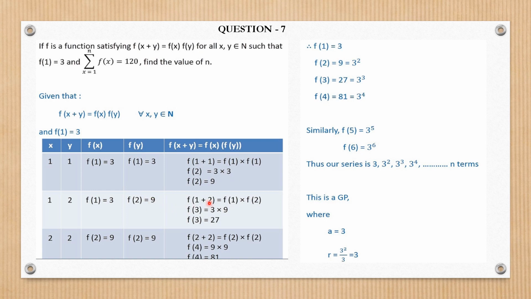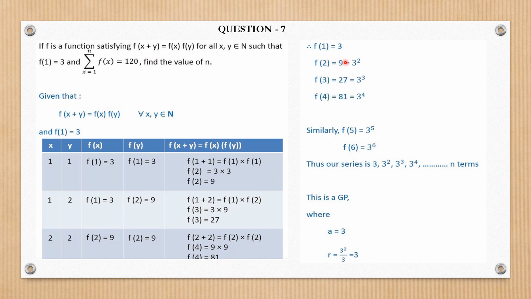Okay, now f(3) can be written as f(1+2), which by this formula is f(1) into f(2). That is, f(1) is your 3, f(2) is your 9, so that is 27. Similarly, when I take both 2, f(2) is 9 from here, and again f(2) is 9. So f(2+2) will be f(2) into f(2). So this is 9 into 9, that is 81. So this way I'll be getting the terms.